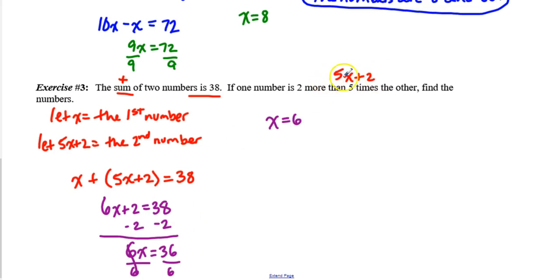And therefore, the second number, which is 2 more than 5 times, I have to do 5 times 6, that's 30. 2 more than that, 32. So 5x, subbing in that, so that's going to come out to be 32.